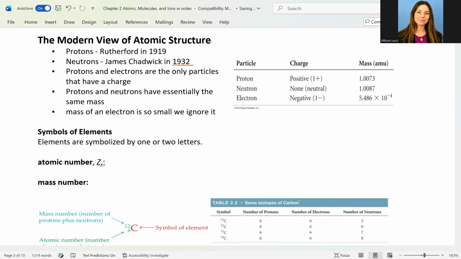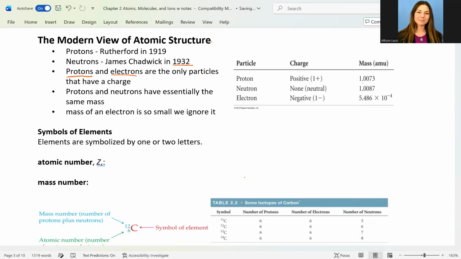We can also see here in modern times that we now agree that protons and electrons are the only particles that have a charge. Specifically, protons we say have a +1 charge, electrons have a -1 charge. That's seen over here in this summary table. The neutron is neutral, it has no charge.